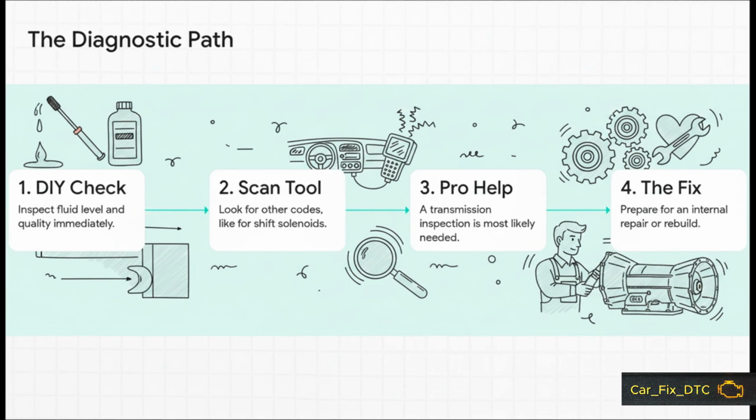So here's your game plan, plain and simple. Step 1, the DIY check. You need to check that fluid level and quality right away, today. Step 2, if you've got a decent scan tool, look for any other codes that might have popped up. Sometimes you'll see a code for a specific solenoid that can help point you in the right direction. Step 3, and let's be real, this is where most people end up, get professional help. This code almost always means internal problems, and you'll need a transmission shop to really diagnose it. Which brings us to step 4, prepare yourself. The fix is probably going to be an internal repair, a full rebuild, or maybe even a replacement transmission.